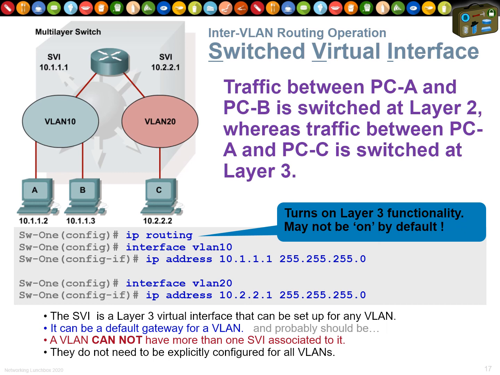But they do not need to be explicitly configured for all VLANs. So you could have VLANs 10, 20, and 30, but on this particular switch, it's only routing for VLAN 10 and 20, and someone else is routing for VLAN 30. But you cannot have subinterfaces. You cannot have interface VLAN 10.1, interface VLAN 10.2. It physically does not work.